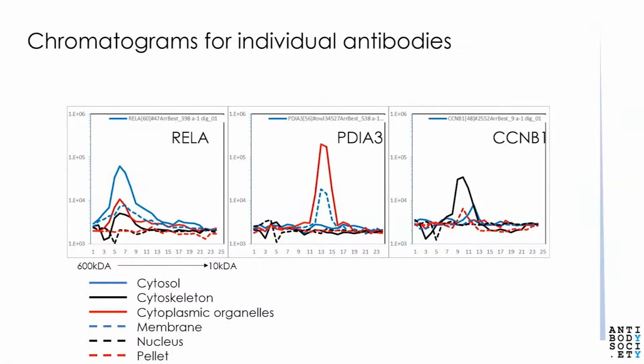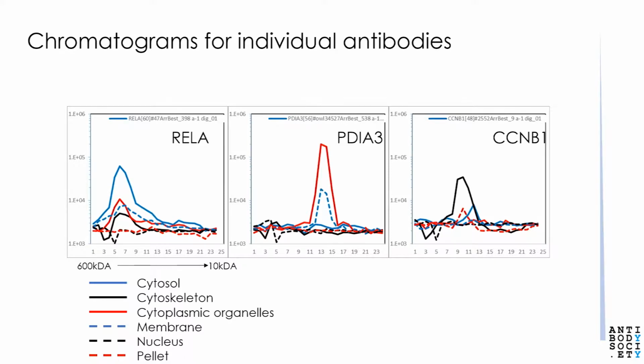This slide shows what the real data look like. These are line charts, and each line corresponds to a different subcellular fraction. The line chart to the left shows the elution profile of targets of an antibody to RELA, which is a protein found in a large complex in the cytosol, corresponding to this blue line.